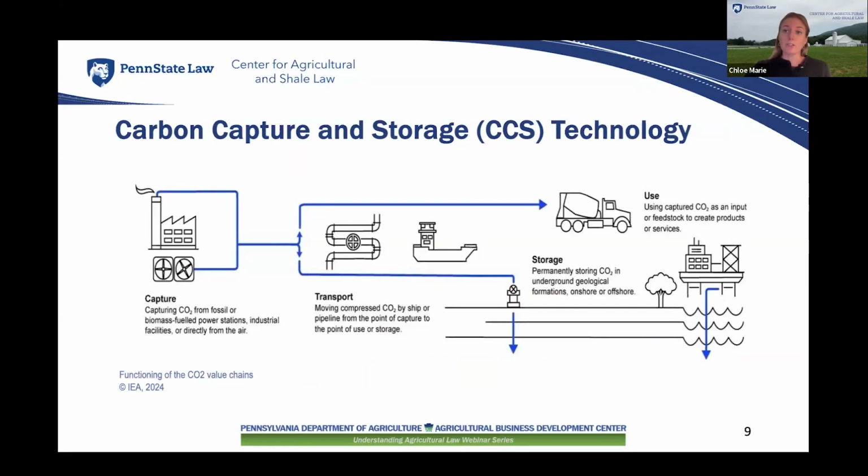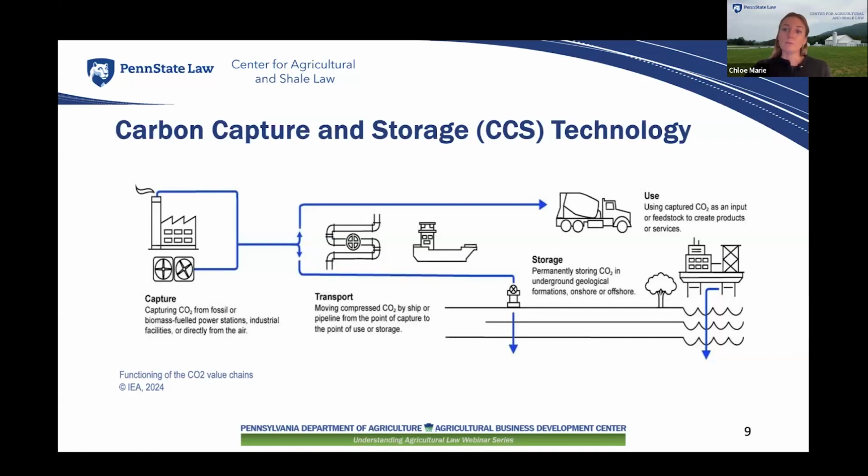In the capture stage, when facilities such as refineries or power plants burn fossil fuels, they produce carbon dioxide. Typically, the CO2 would be released directly into the air through a smokestack. However, in facilities with carbon capture technology, the CO2 is funneled through a special system built into the ventilation. This system captures the CO2 before it can escape into the atmosphere.